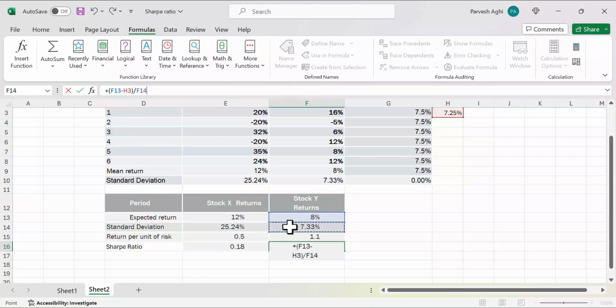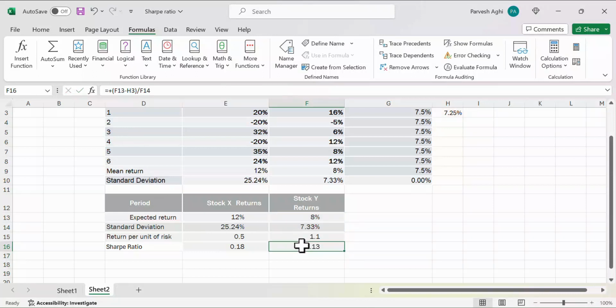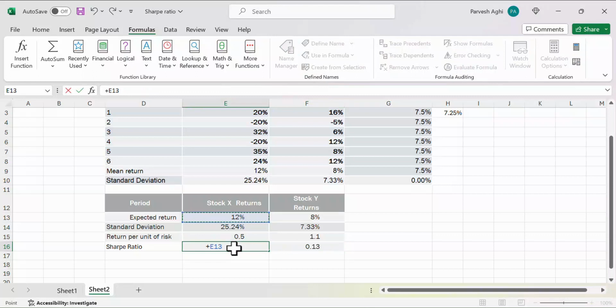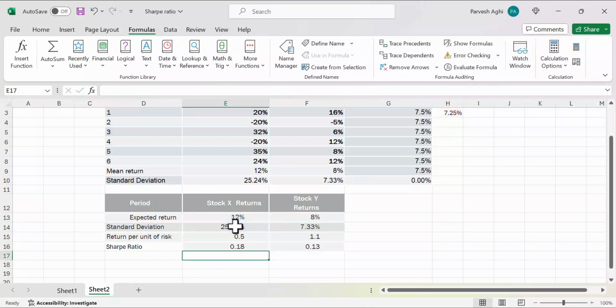So 0.3, no, 0.3. Or I take this one also like this: 12 minus 7.5. I'm just redoing the formula. Okay, and dividing this by the standard deviation, which is this. So I get 0.8, isn't it?